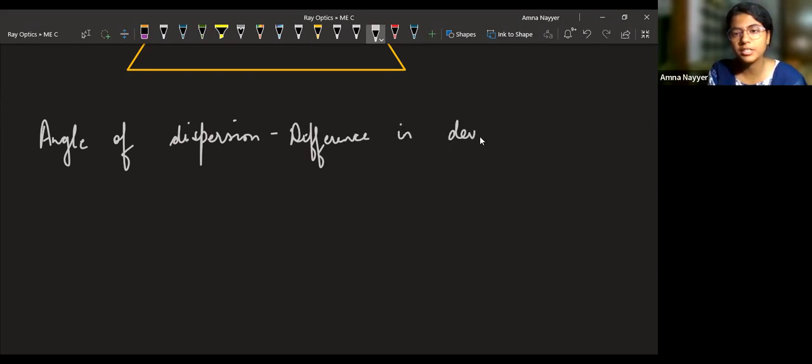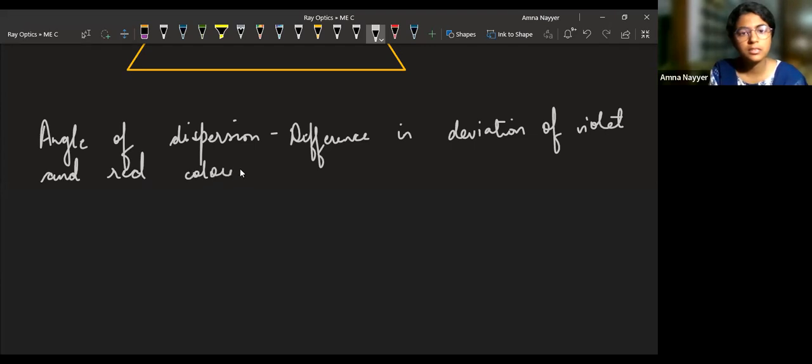So this is the difference in deviation of violet and red color. So the angle of dispersion is the angle of deviation of violet minus the angle of deviation of the red color. This is known as the angle of dispersion.